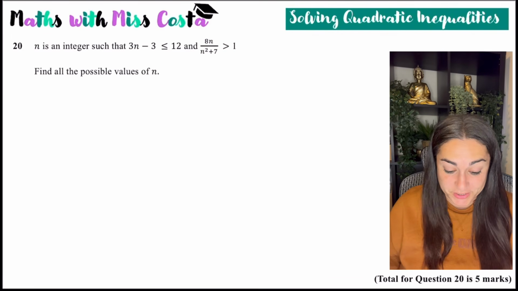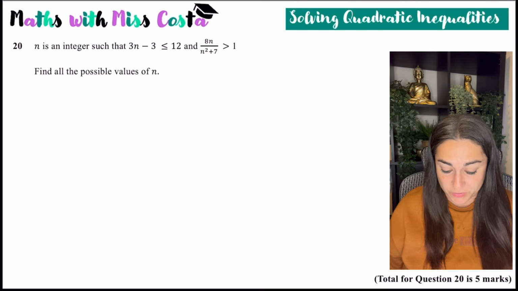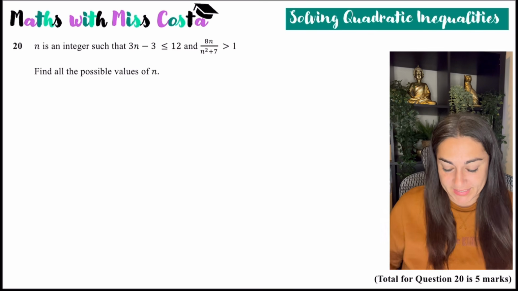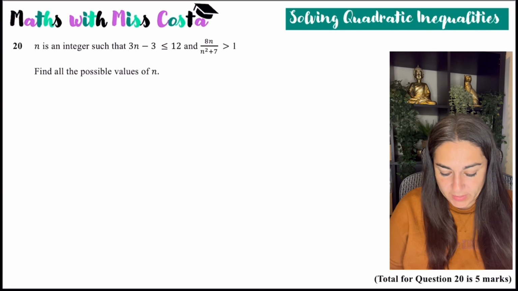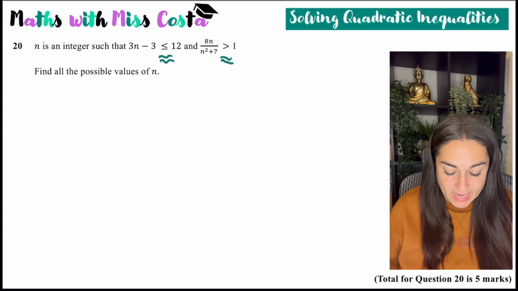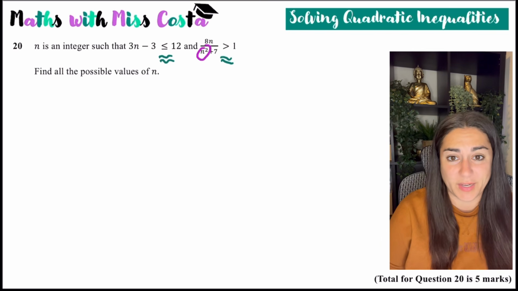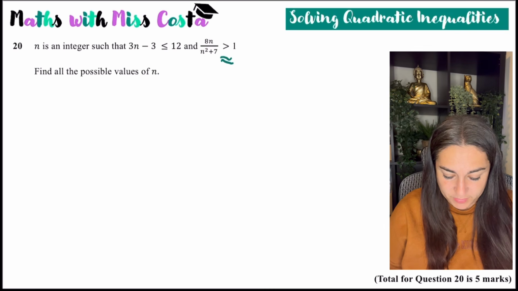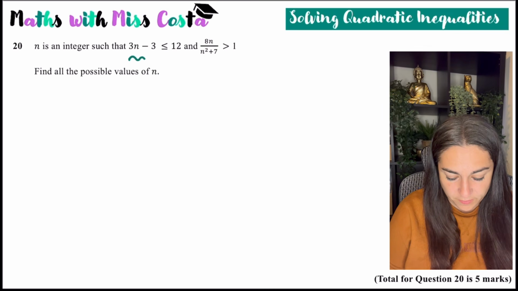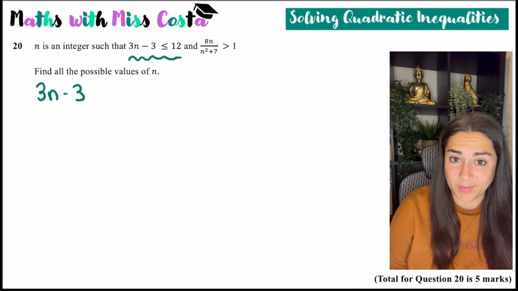Okay, so in this question, I'm told that n is an integer such that 3n minus 3 is less than or equal to 12, and 8n over n squared plus 7 is greater than 1. Find all the possible values of n. Hopefully you notice that you're dealing with inequalities here due to these signs, and the fact that there's an n squared suggests that we're going to be dealing with a quadratic inequality as well. So the first step could be that we just work with the first inequality we've been given, which is a linear inequality, and it's pretty simple to solve.